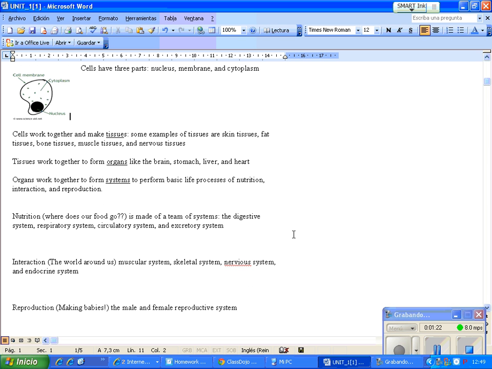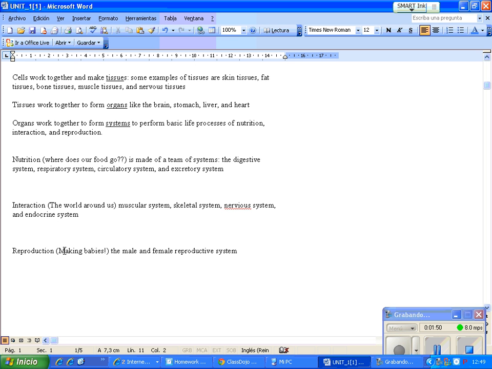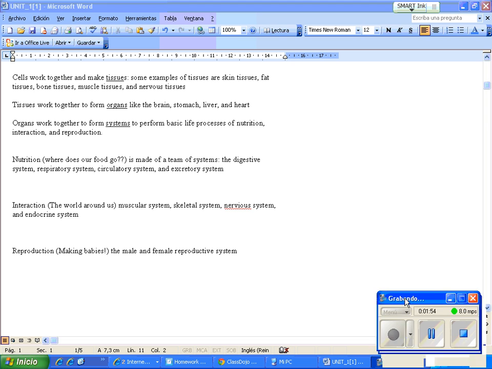Nutrition, where does our food go, is made of a team of systems: the digestive system, respiratory system, circulatory system, and excretory system. Interaction, the world around us, is made of the muscular system, the skeletal system, the nervous system, and the endocrine system. Reproduction, making babies, is made of the male and female reproductive system.